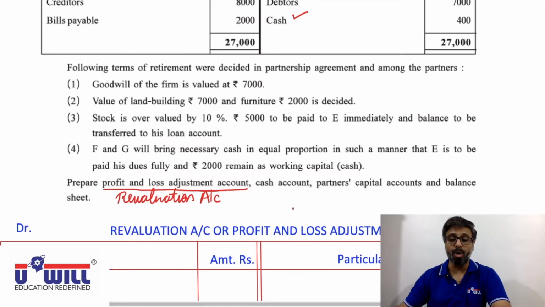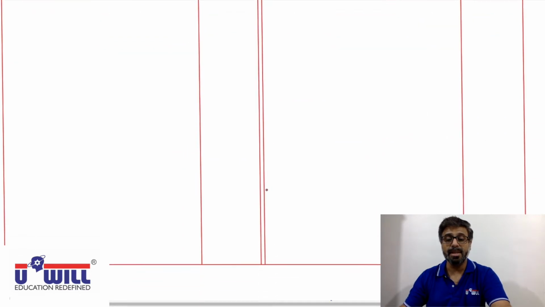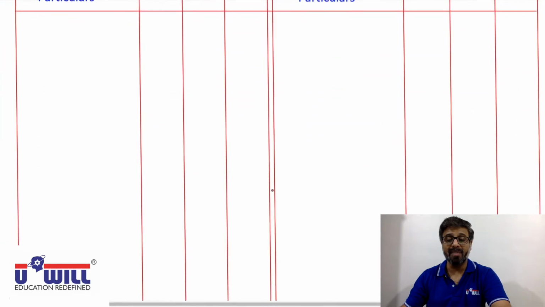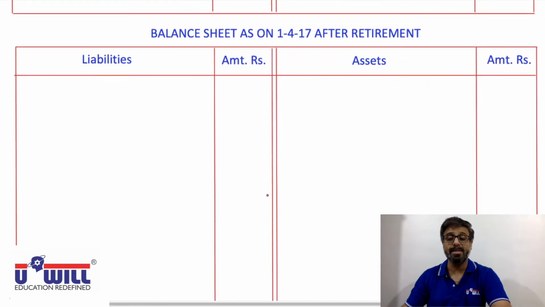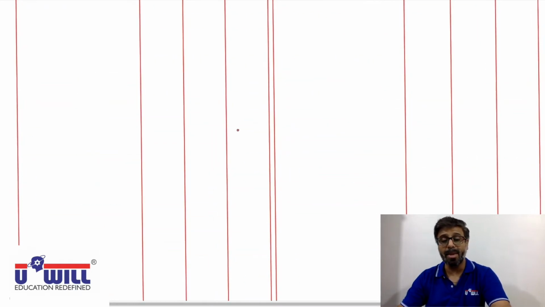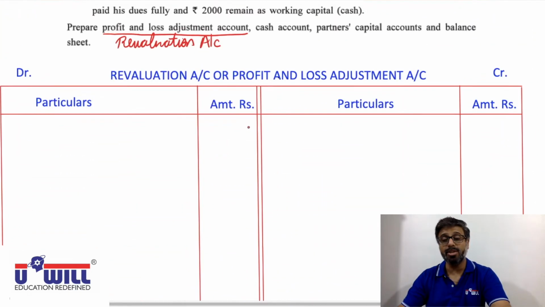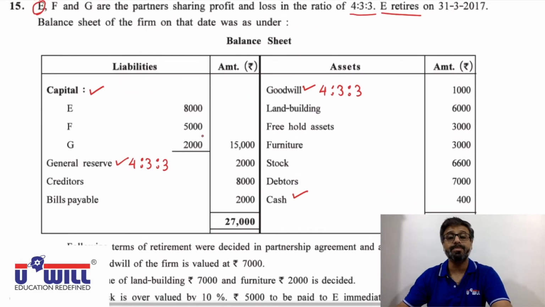So all of you can pause the video and make the formats. Revaluation or profit and loss adjustment account, 5 to 6 lines. Partners capital account, half a page. Cash account, 4 to 5 lines. Balance sheet as on 1/4/17 after retirement, approximately 1 page. So make these formats, and once you are ready with the formats, play the video and understand the question.